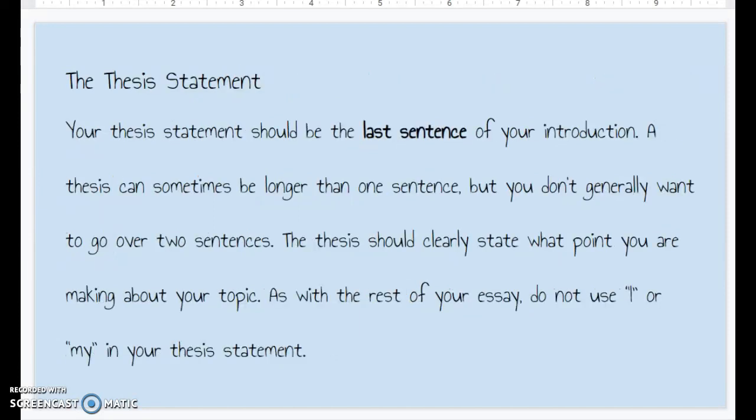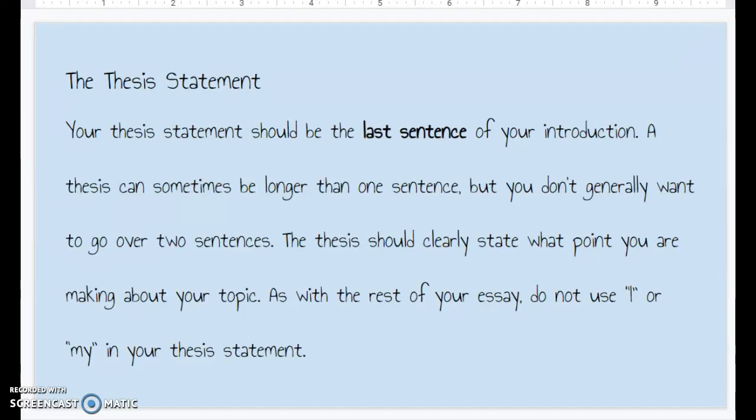And then the thesis statement. Your thesis statement should be the last sentence of your introduction. Thesis can sometimes be longer than one sentence, but you don't generally want to go over 2 sentences. So the thesis should clearly state what point you are making about your topic.